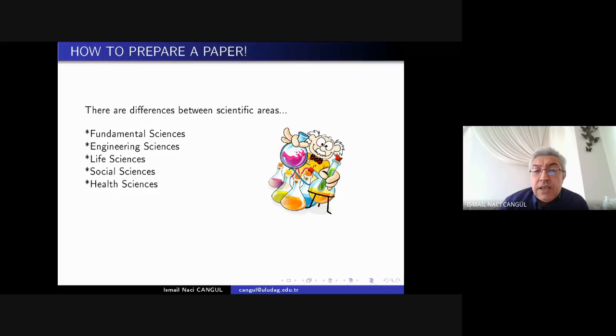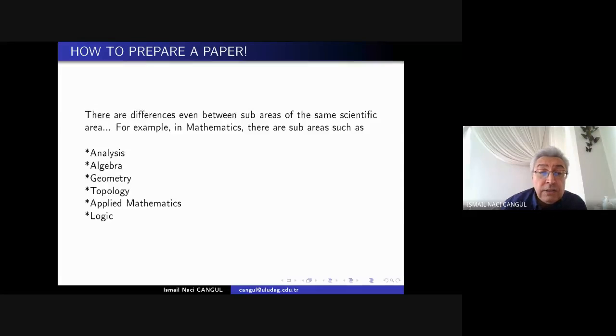As I said, scientific areas like fundamental sciences, engineering sciences, life sciences, social sciences, and health sciences all have different properties and different requirements. That's also something to care about. Of course, it's not only these five titles: fundamental, engineering, life, social, health. There are some sub-areas. For example, as I'm a mathematician, I will give my examples in mathematics. Sorry for others, but at least one example there will be.